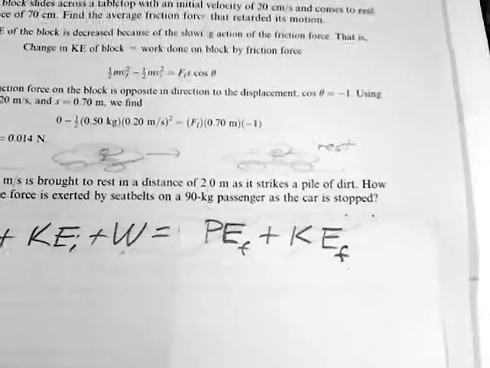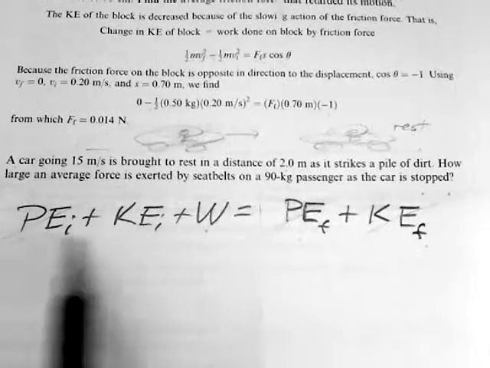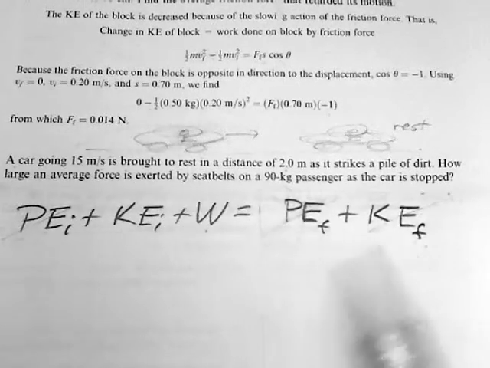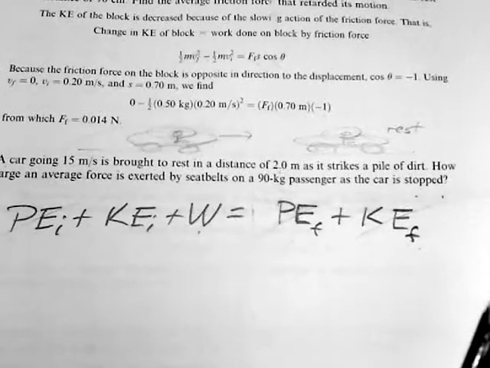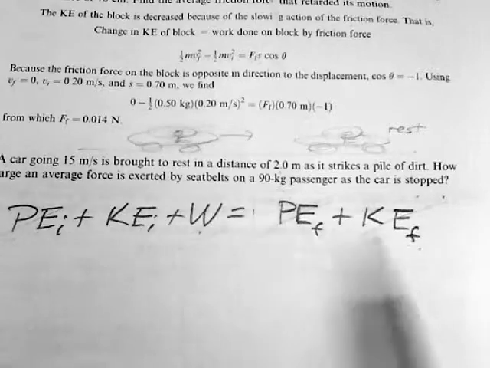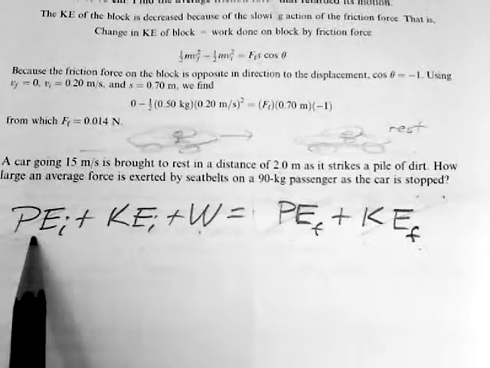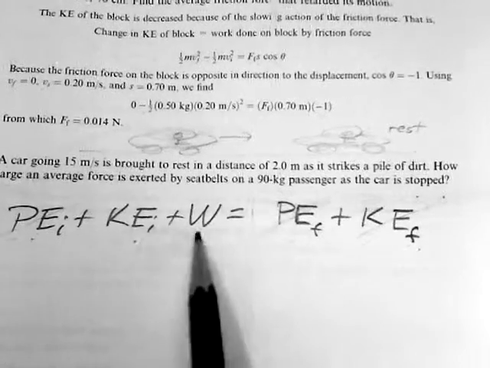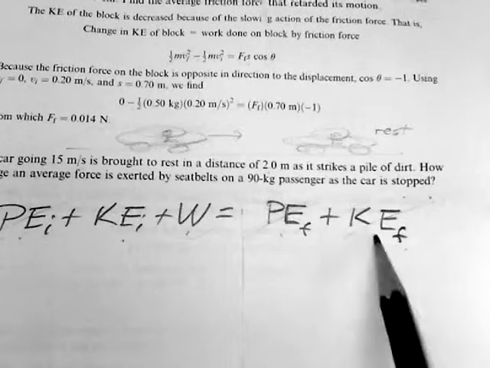So, some zeros that you can write down for this in the conservation of energy equation. I'm not really sure if we should call it conservation of energy because we have work. Let's call this the work energy equation. So the initial potential energy plus initial kinetic plus work equals final potential energy plus final kinetic.